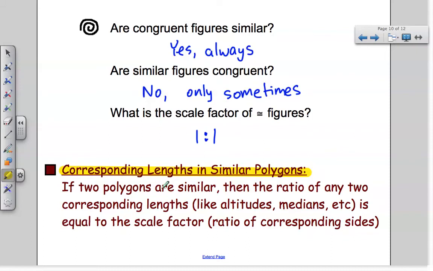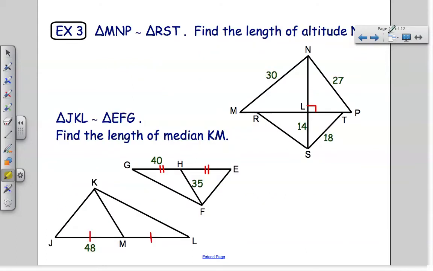So I wrote here, if two polygons are similar, the ratio of any two corresponding lengths, like their medians or their altitudes, is going to be equal to that scale factor, or the ratio of the corresponding sides. So you can use that scale factor, that corresponding side ratio, and consider it for any special lengths in those triangles or whatever it might be. And we'll consider some examples here.